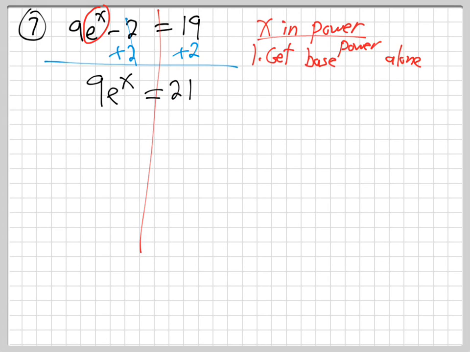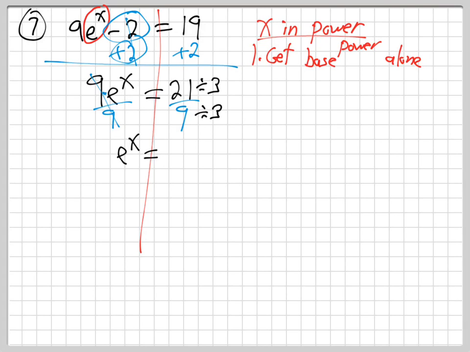And the next step is to divide by the 9, because that 9 is multiplied, right? That 9 is timesed, so the opposite of multiplying is dividing. This 2 is subtracted, the opposite of that is adding. Notice we're always doing the opposite to get things alone, aren't we? So we get down to e to the x is 21 over 9. You could actually reduce that fraction, probably a good idea.